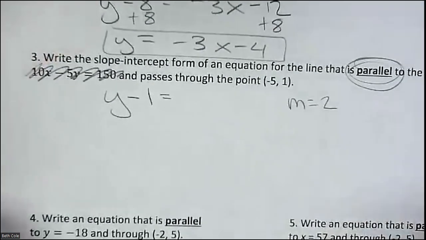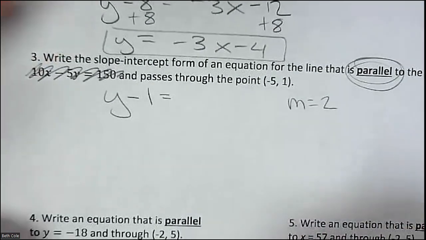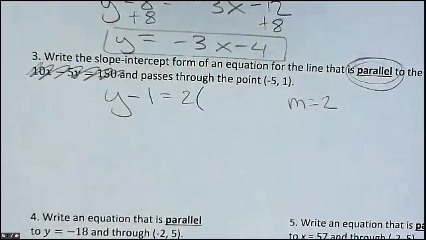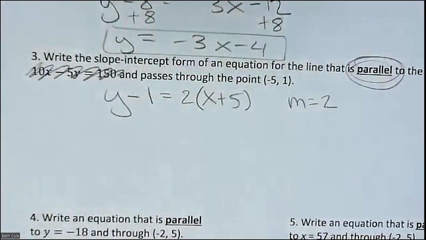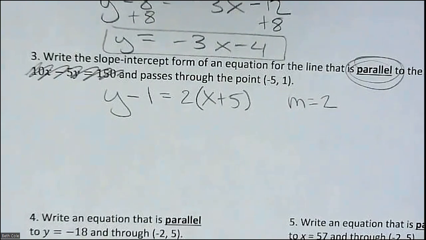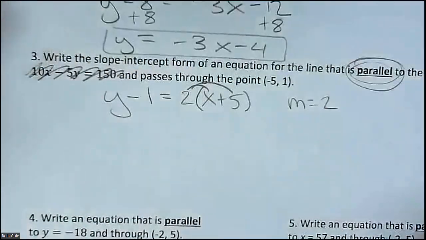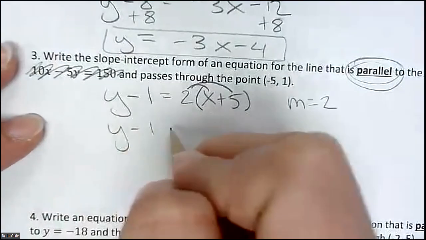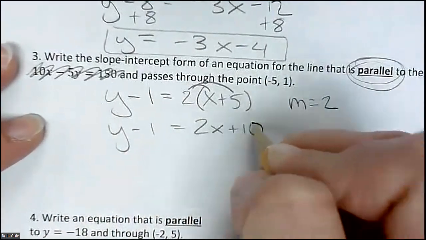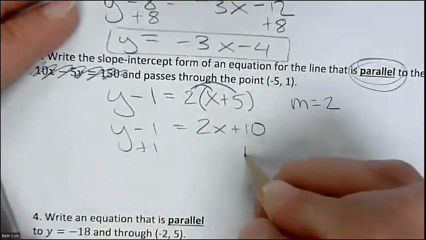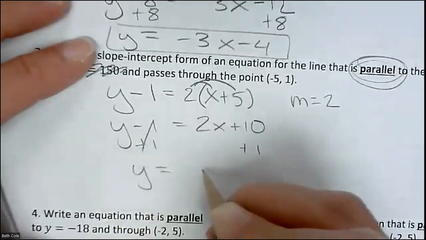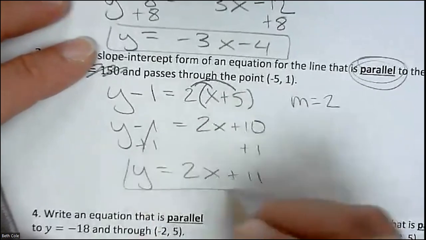Equals, what number is going to come next? 2. Good. Parenthesis, x plus 5. Good. It would be minus negative 5, so plus 5. And then you're just going to rearrange it. So we're going to distribute the 2. That'll be 2x plus 10. And then your last step is add over the 1. So y equals 2x plus 11.